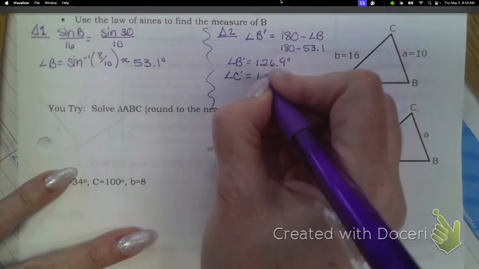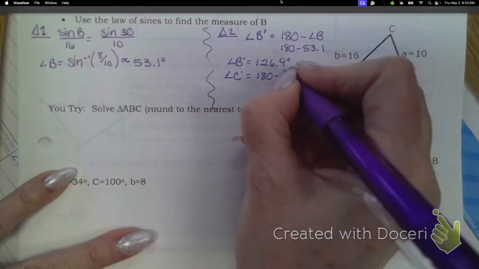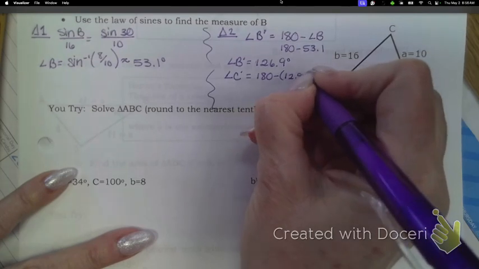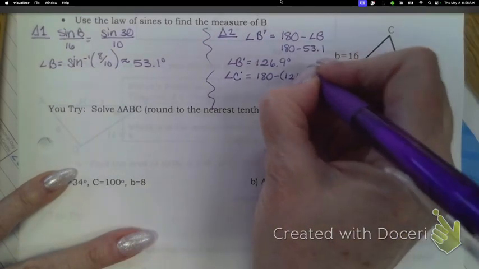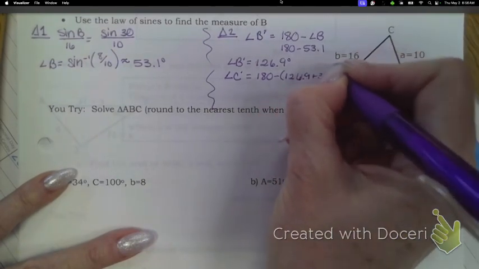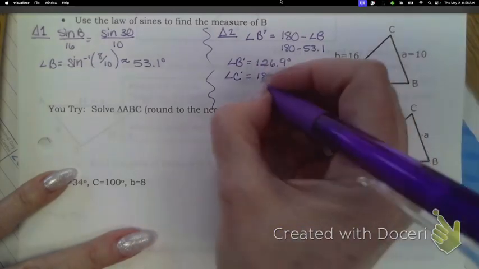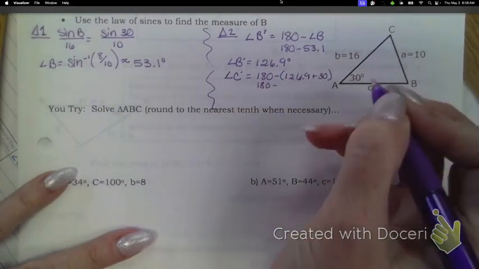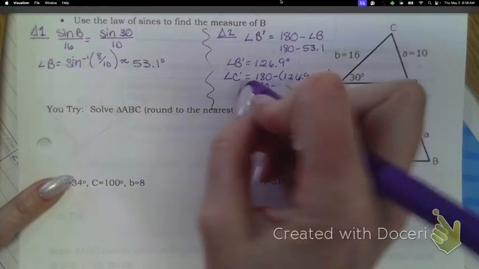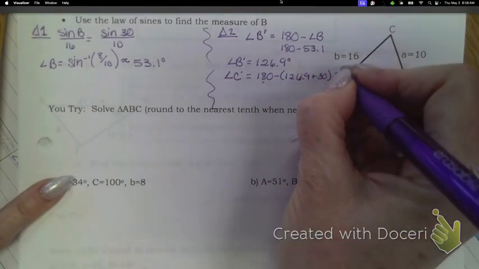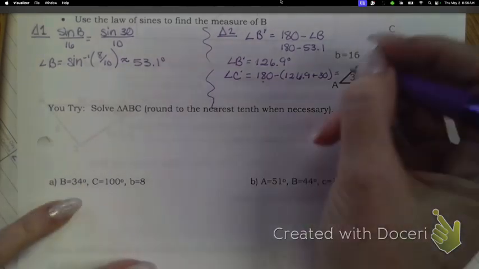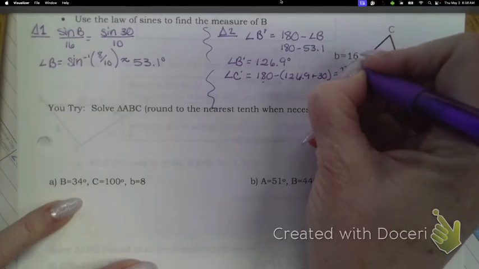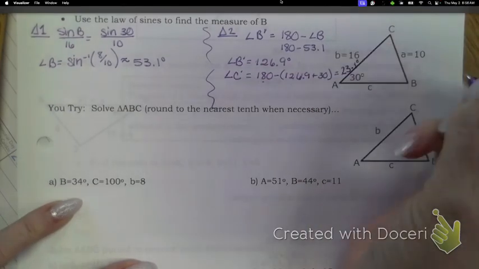So that would be 180 minus 126.9 plus 30. Well, I put parentheses. You got to add those two. I'm just doing it in lots of detail. I don't have room to put the answer. So 180 minus 120... I got 23.1. So 23.1 degrees, and don't forget your degrees.